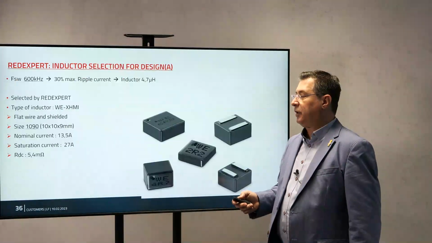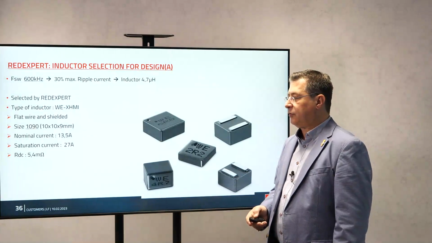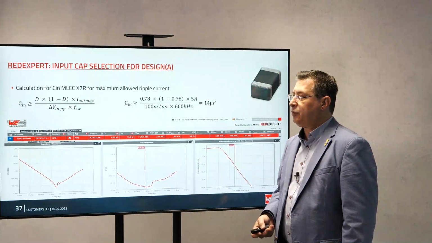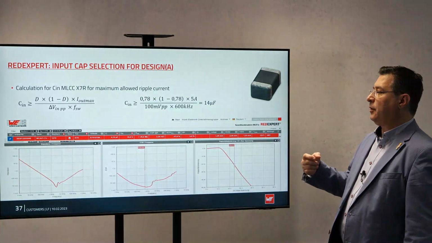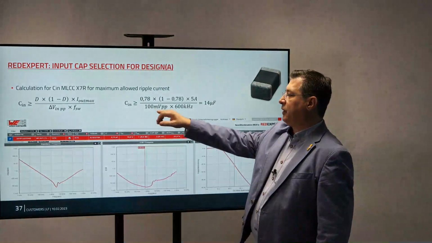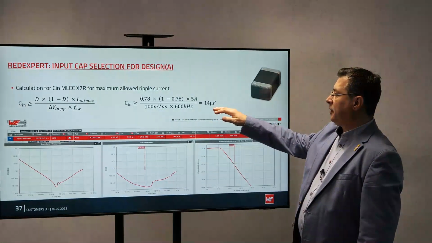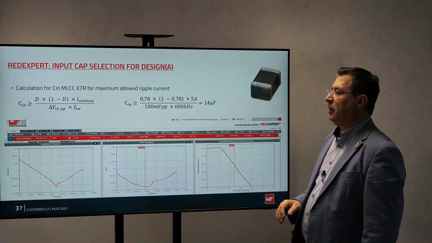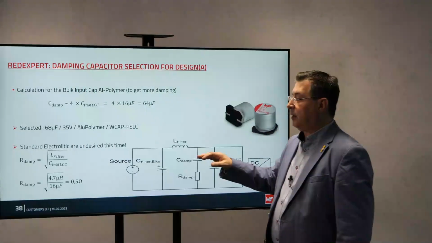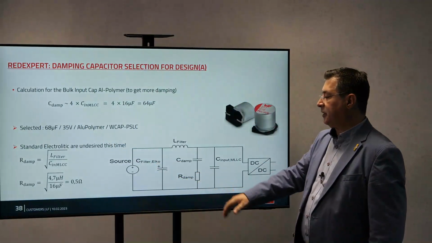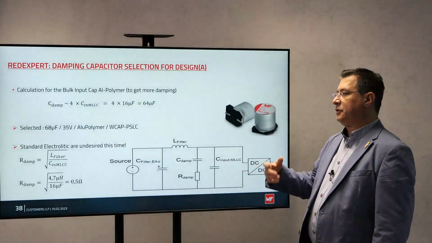So he decided to go with this 10 by 10 inductor, very small DC resistance, only 5.4 milliohm, should be okay. For the input capacitor, he decided: okay, I will need a ripple on the input of roughly estimated 100 millivolt peak to peak at 600 kilohertz. He will need 14 microfarad. So he decided to use 4 times 4.7 and put an additional aluminum polymer bulk capacitor here for no swing on the input, to have this energy storage.